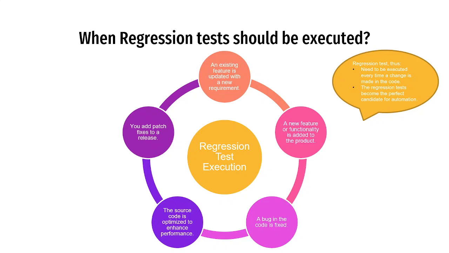Regression tests thus need to be executed every time a change is made in the code. The regression tests become the perfect candidate for automation. Not 100%, but try to cover as many tests as possible, or the maximum number of tests, in automation for the regression test.